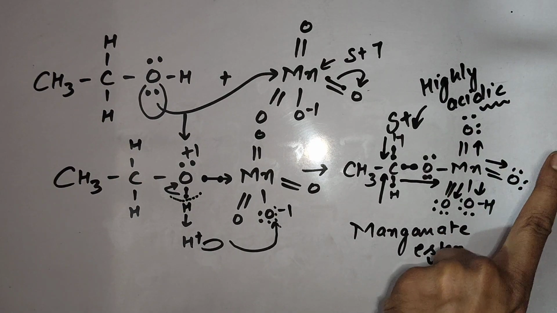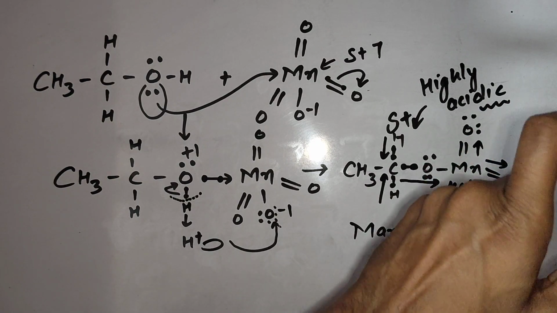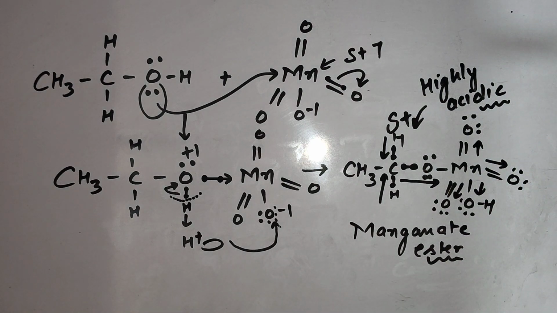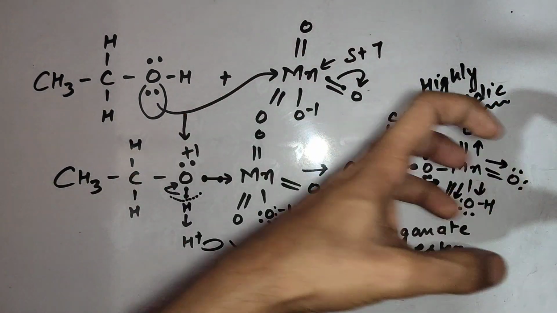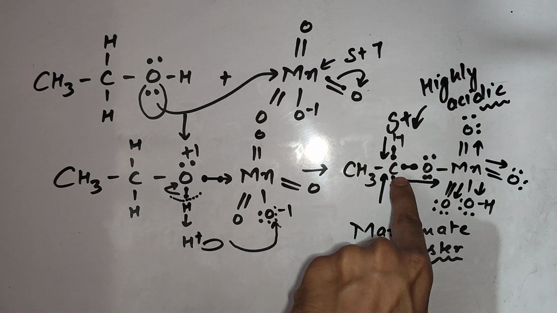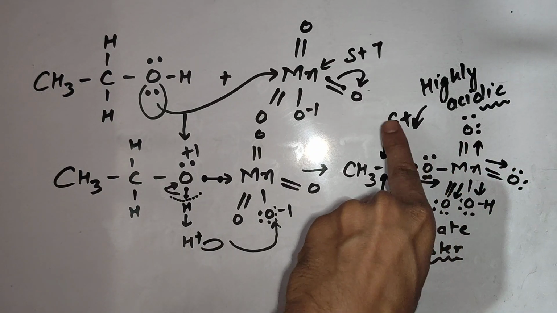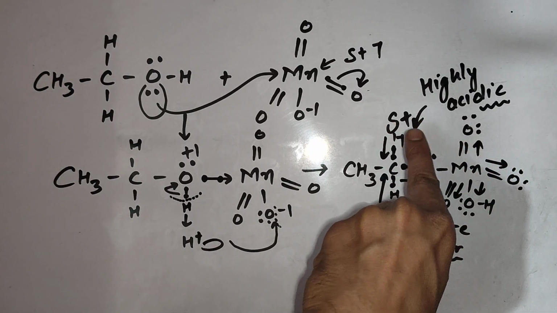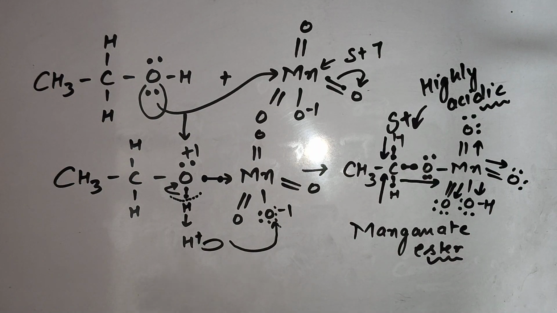Due to the MnO4 negative particle, these hydrogens which are available on carbon become strongly acidic, because in Mn a lot of oxygens are available and they are pulling electrons toward themselves, due to which this carbon will start attracting electrons from the hydrogen side strongly, and hydrogens will carry a strong positive charge. That's why they will become highly acidic. This is the main point. Now let's check what will happen next.